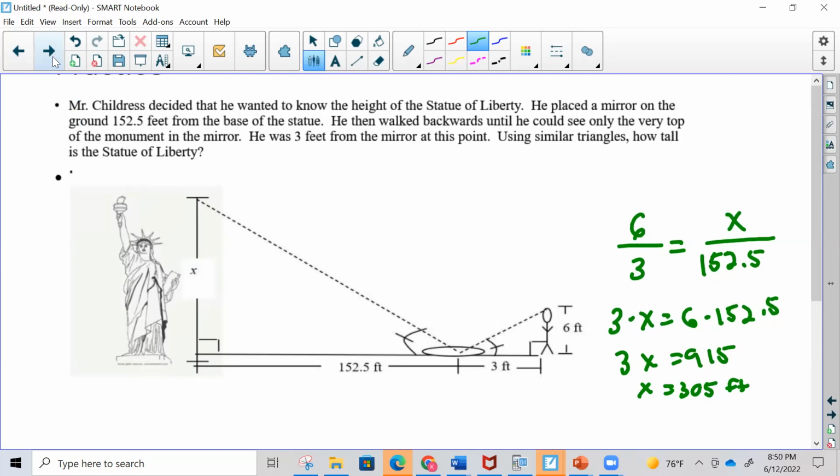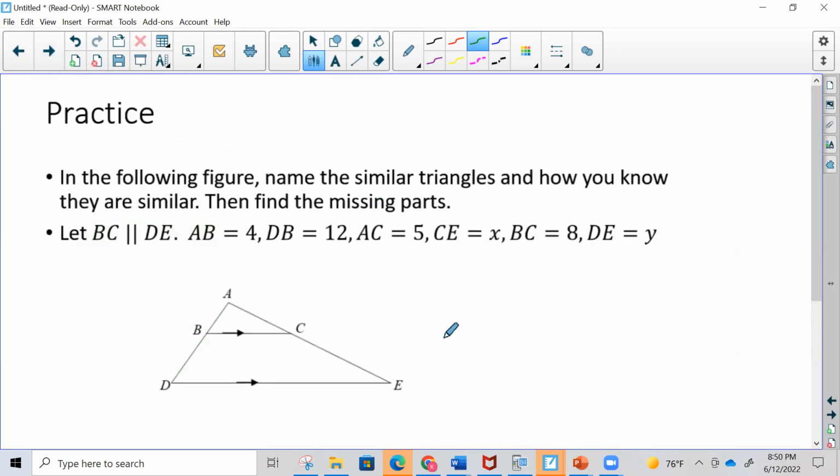So that's one application. Another one, and there are homework problems like this, says: in the following figure, name the similar triangles and how you know they are similar, then find the missing parts. You cannot find x and y until you determine the triangles are similar, and you only determine that based on the given information. They said BC is parallel to DE. They told me AB is 4, DB is 12, AC is 5, CE is X, BC is 8, and DE is Y. Now, I don't really need any of that information because they told me these lines are parallel.